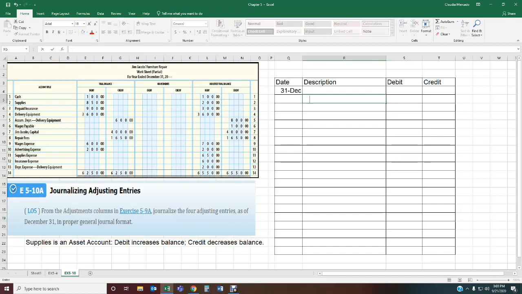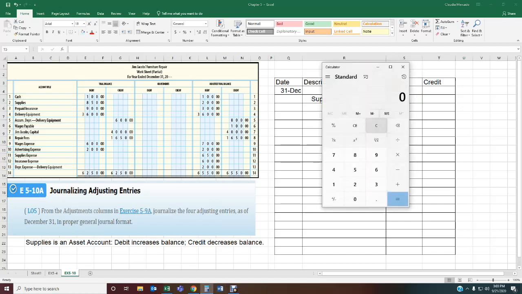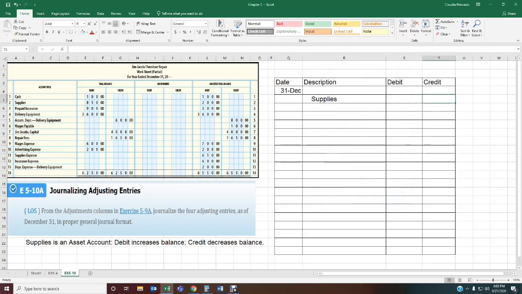So my supplies decreased by how much? We had said it was 850 minus 200, so my supplies decreased by 650. So what happened to my supplies? Did they vanish? No, I used them up. So usually when you use up your supplies, you expense them. It's an expense to the business.